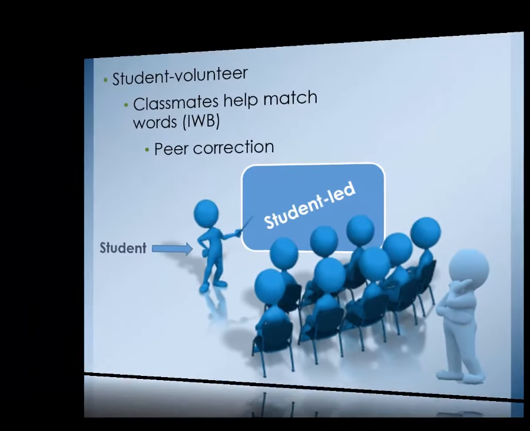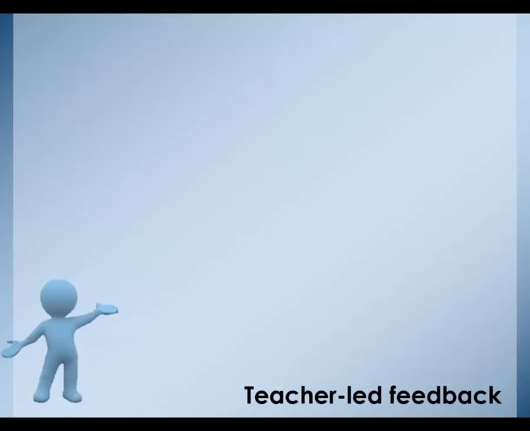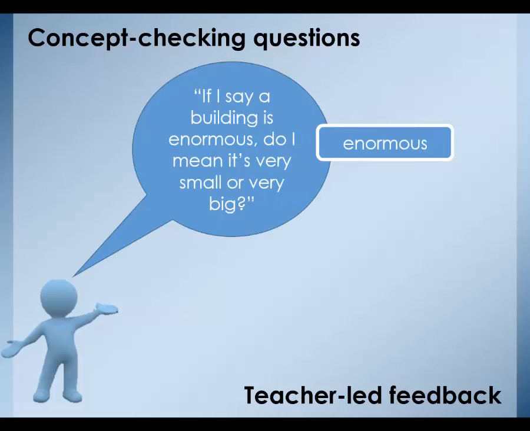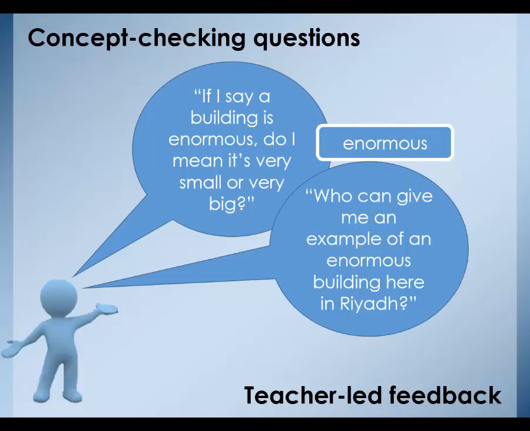Alternatively, you can opt for teacher-led feedback, in which you ask a number of concept-checking questions about the vocabulary words. For example, one of the target vocabulary words was enormous. You could ask the following as quick concept checks. If I say a building is enormous, do I mean it's very small or very big? Who can give me an example of an enormous building here in Riyadh?